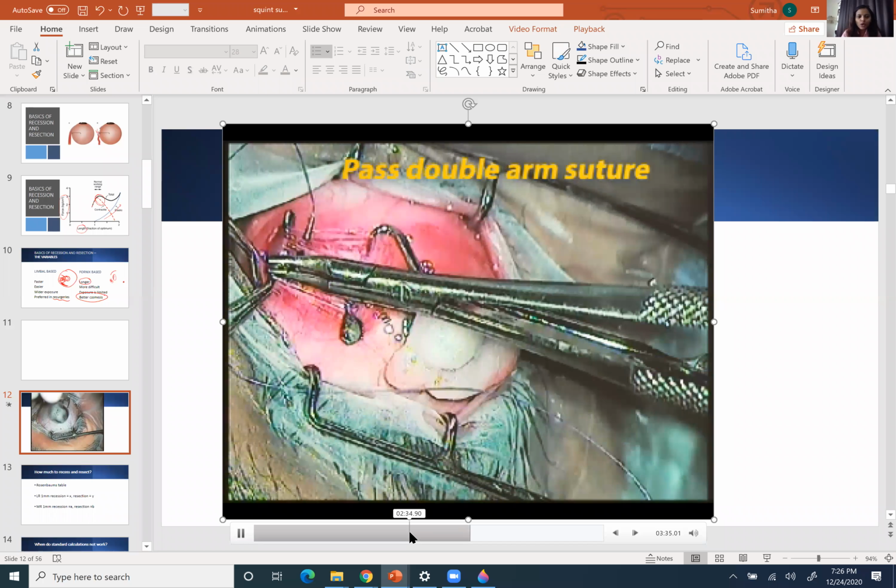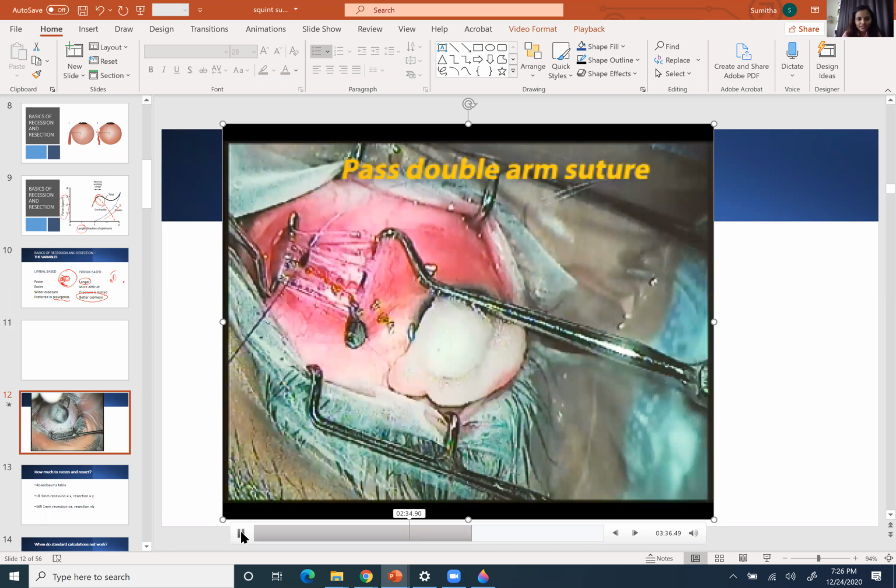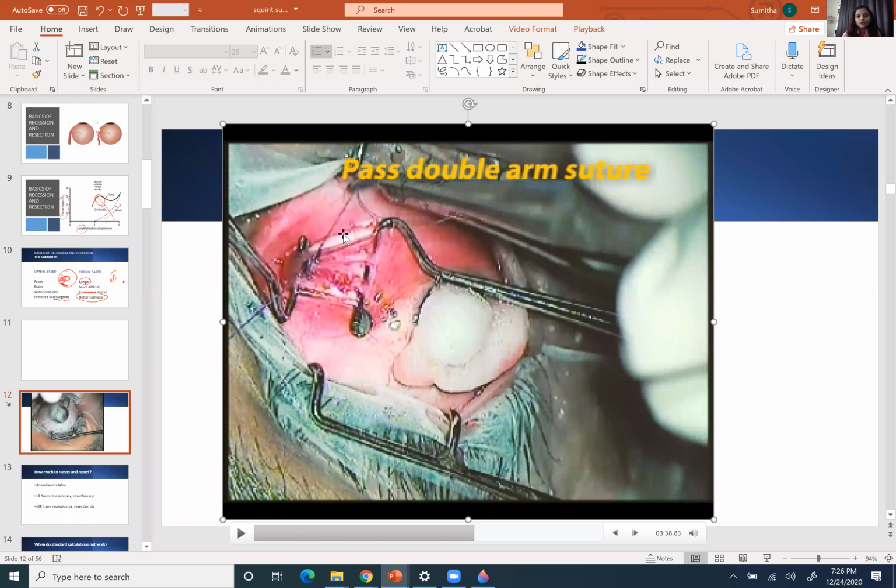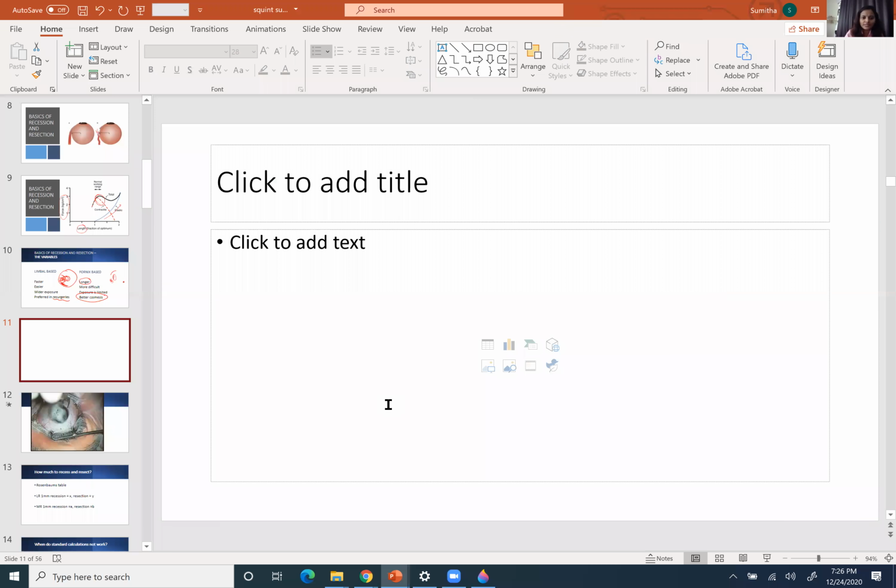So how the suture differs for a resection is, once you expose the muscle, the same steps that I described before, you separate all the attachments and mark the amount of resection that you want to do on the muscle itself using a caliper. Say you want to do 5 mm of resection, mark that 5 mm point. At this 5 mm point, start passing the double arm suture. The double arm suture for a resection differs slightly from the one that's used for recession.